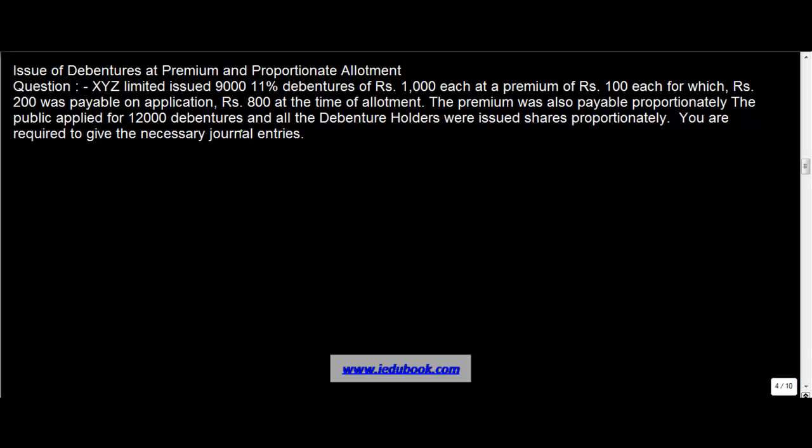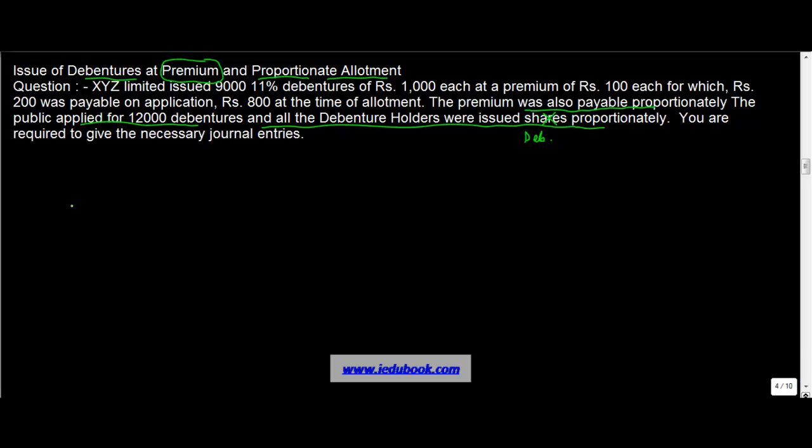Okay, let's see another problem relating to the issue of debentures, but this time they are issued at a premium and proportionate allotment. XYZ Limited issued 9,000 11% debentures of ₹1,000 each at a premium of ₹100 each, for which ₹200 was payable on application, ₹800 at the time of allotment. The premium was also payable proportionately. The public applied for 12,000 debentures and all the debenture holders were issued debentures proportionately. You are required to give the necessary journal entries.